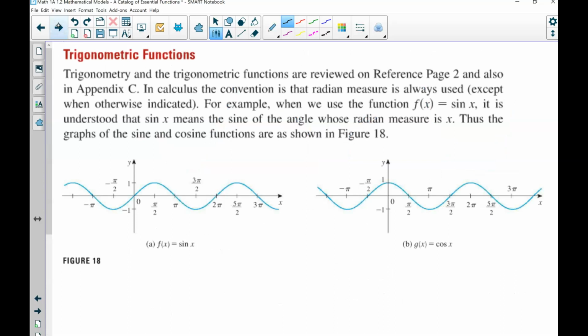Then we also have trigonometric functions. Trigonometry and trigonometric functions are reviewed on reference page 2 and also in appendix C. In calculus, the convention is that radian measure is always used except when otherwise indicated. So for example, when we use the function f of x equals the sine of x, it is understood that sine of x means the sine of the angle whose radian measure is x. Thus, the graphs of the sine and cosine functions are shown here in figure 18. So you have your graph of the sine of x and the graph of the cosine of x.